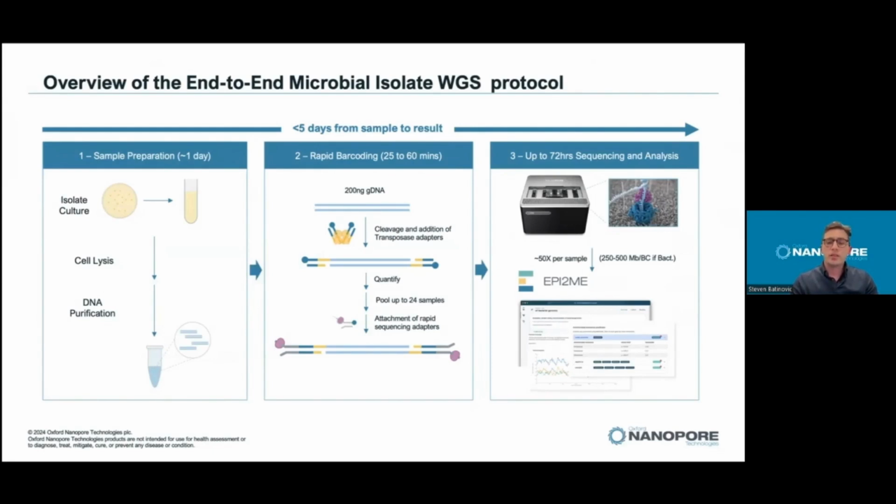Once you've extracted the DNA, you can then move into the library prep, and this uses our rapid chemistry featured in the rapid barcoding kit. 200 nanograms of each purified DNA is mixed with a barcoded transposase mixture, which simultaneously cleaves and adds barcoded adapters onto your isolate DNA. You then pool your isolates, and subject this mixture to a rapid 5-minute incubation step where the sequencing adapters containing the motor protein required for sequencing are attached. The DNA library is then directly loaded onto a flow cell for sequencing for up to 72 hours.